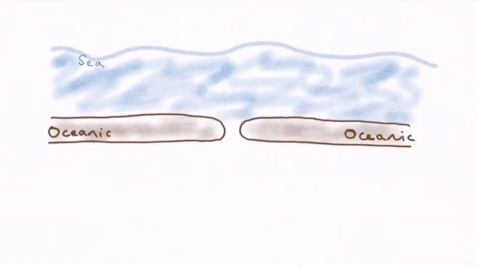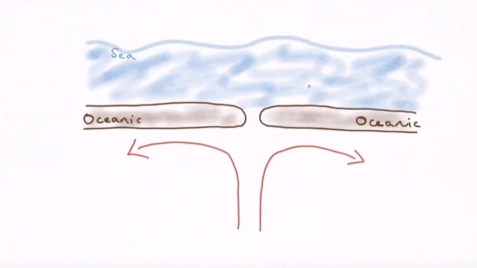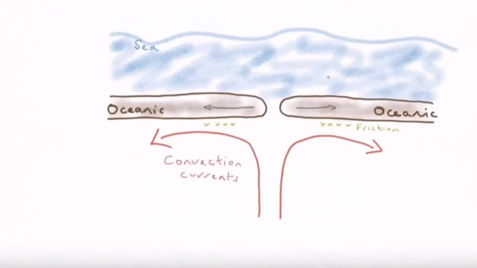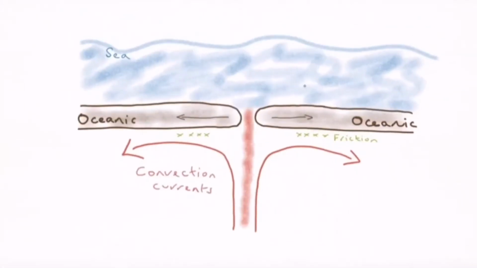Constructive plate boundary. Constructive movement happens when plates move apart. As the plates move apart, the magma rises from the mantle to the Earth's surface.